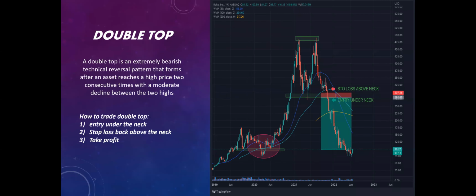All right, and again, we have a double top and a double bottom. I didn't find any clear example for a double bottom, but I have an example for the double top. A double top is an extremely bearish technical reversal pattern that forms after an asset reaches a high price two consecutive times and declines. In this example, this is Roku on the daily, I believe, or maybe a weekly chart. I forgot which one I used.